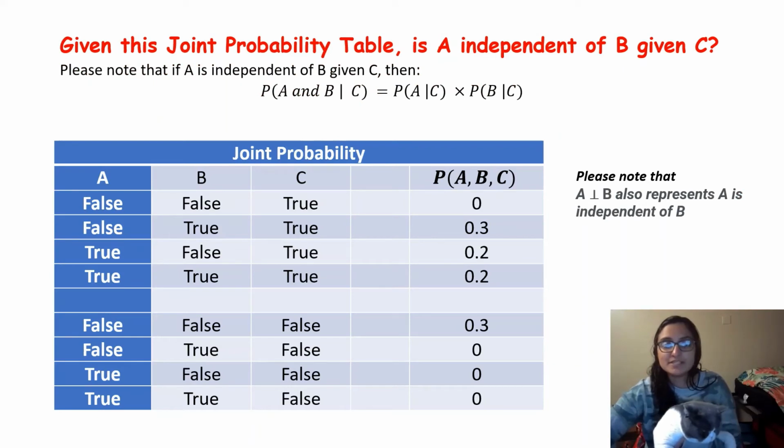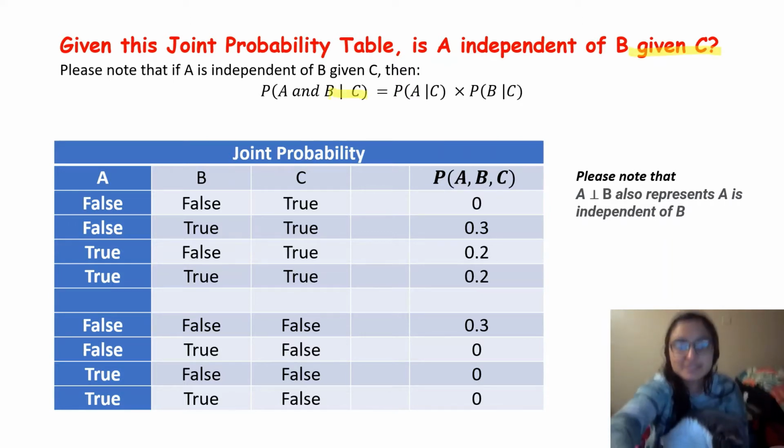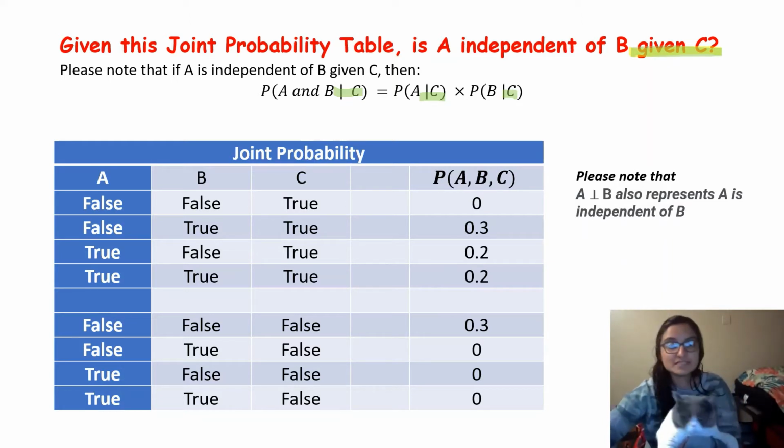Basically, what the question is saying is: is A independent of B given C? So the given C part just refers to this part here, given C, given C, and this is the same given C. So is A independent of B given C? So typically, you can just think of this as saying given C, we're just tacking this on here.